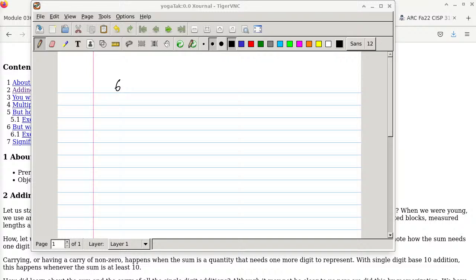And then 3 plus 0 is a 3. 7 plus 1 is an 8. And that's how we got to the answer of the multi-digit addition. So this is just a quick run-through of how we did the math.